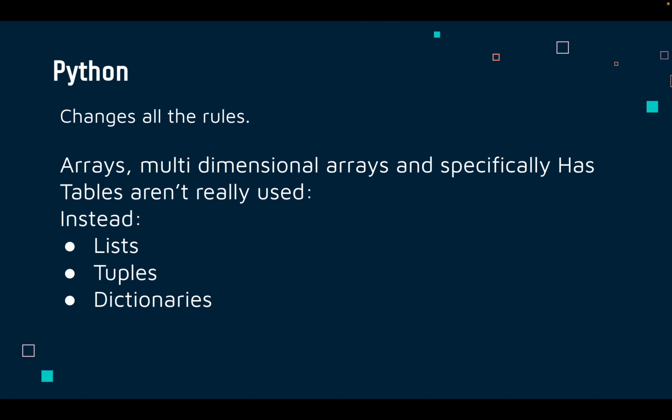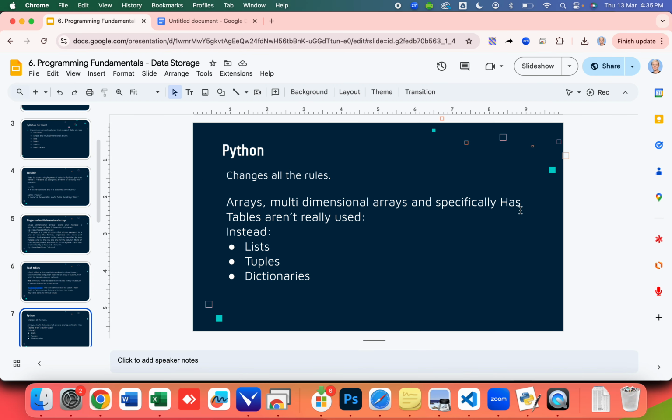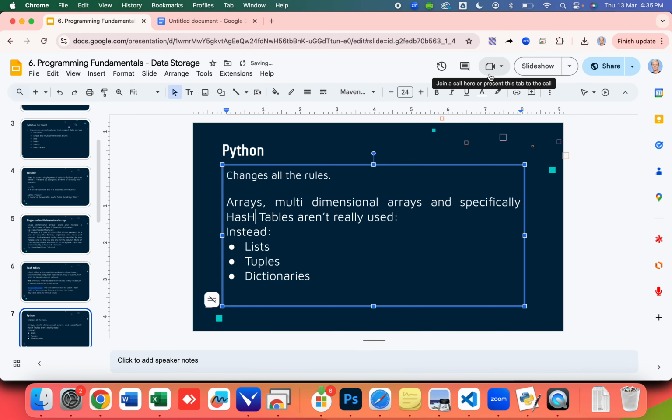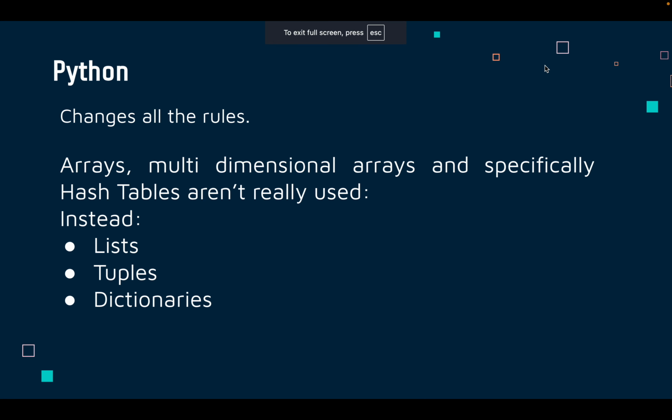Unfortunately, Python changes all the rules. Hash tables aren't really used with those specific names. Hash tables are probably the ones most likely to be used, and they're called dictionaries in Python. They are commonly used, and a dictionary is just a high-level version of a hash table, it's fine. But arrays, as I have just explained them to you, aren't specifically used. You have two things, lists and tuples.